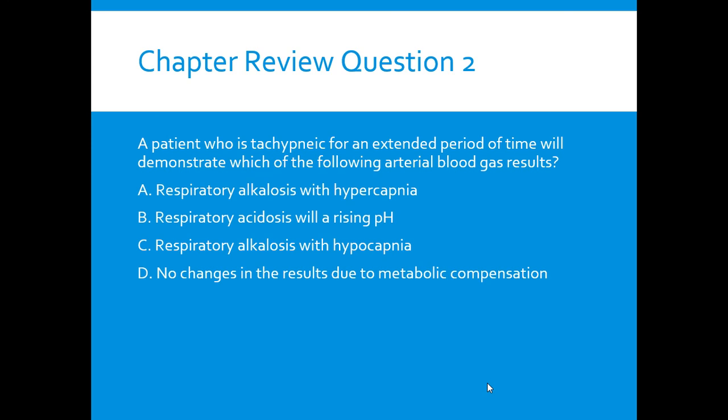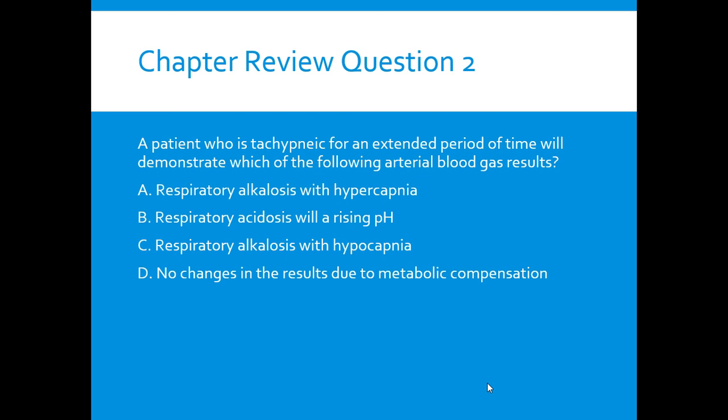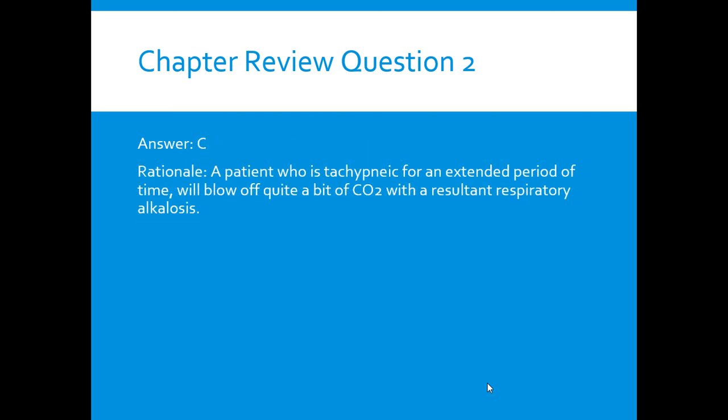So a patient who is tachypneic for an extended period of time will demonstrate which of the following arterial blood gas results: respiratory alkalosis with hypercapnia, respiratory acidosis with a rising pH, respiratory alkalosis with hypocapnia, or no changes in the results due to metabolic compensation. Sorry, I did that too fast. Okay, answer C. Rationale: patient who is tachypneic for an extended period of time, what happens to them? They'll blow off quite a bit of CO2 with a resultant respiratory alkalosis.